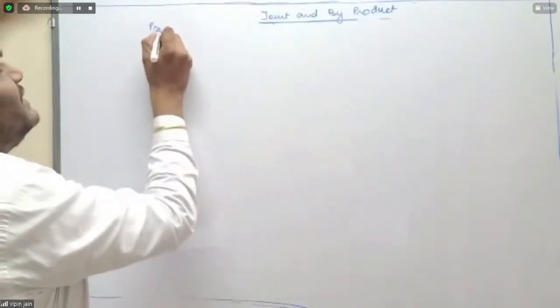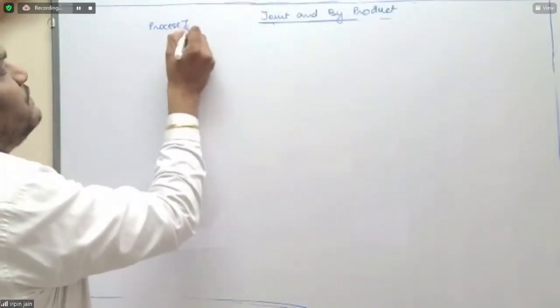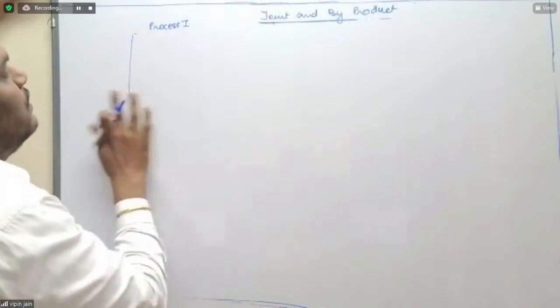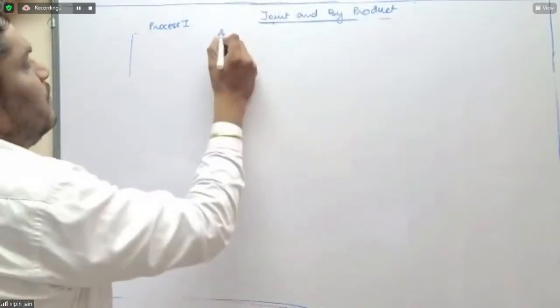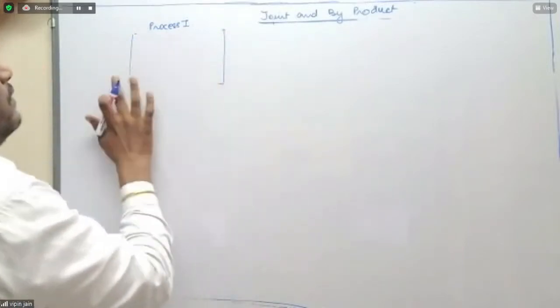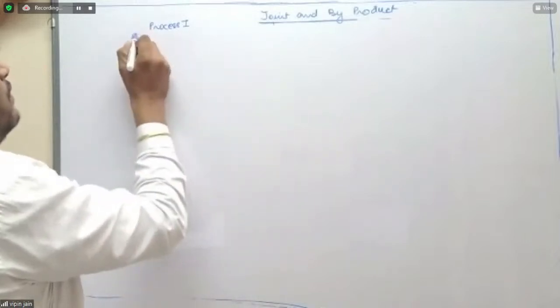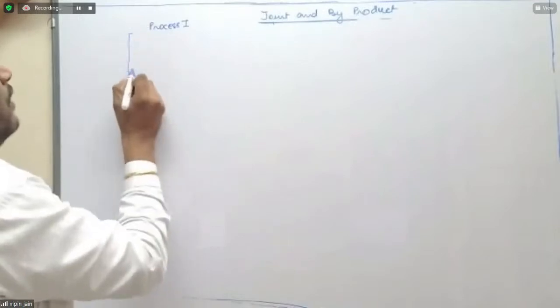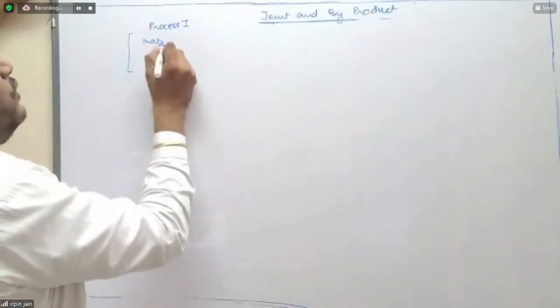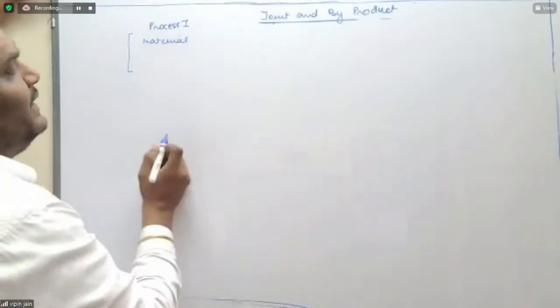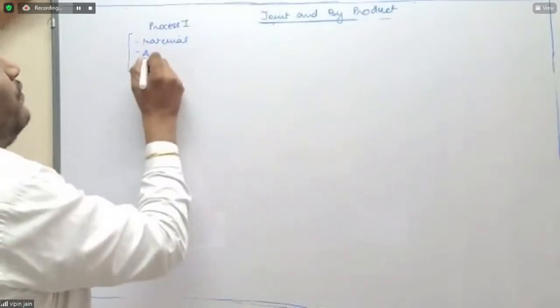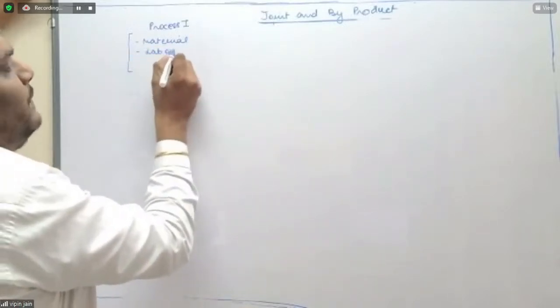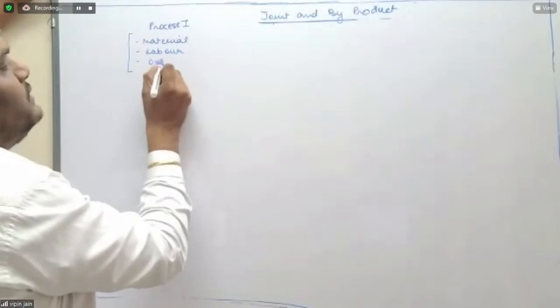Let's say there is a process first, we incurred costs relating to material, that is, inputs were made in the process. We incurred costs relating to labor and overheads.